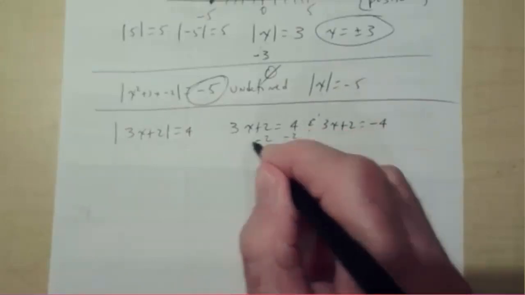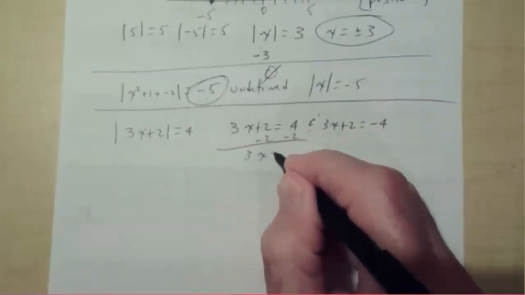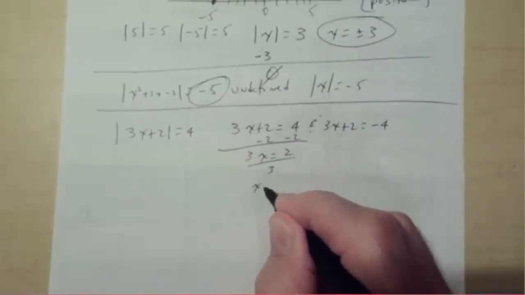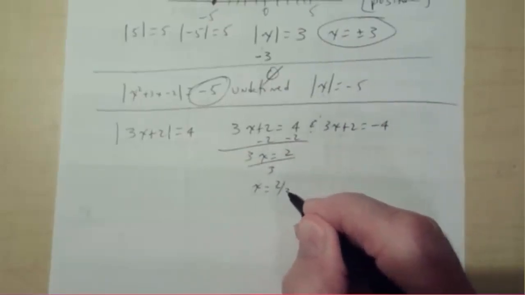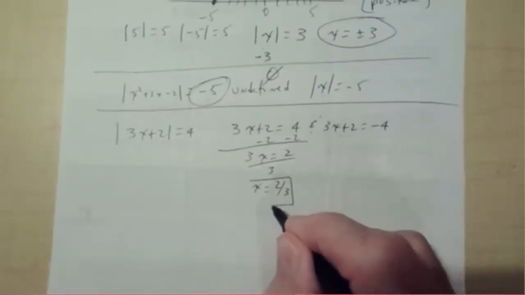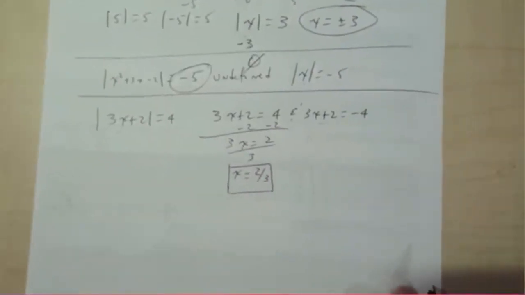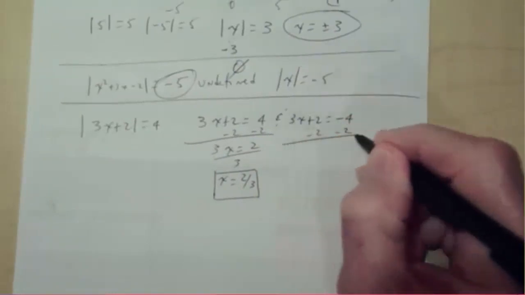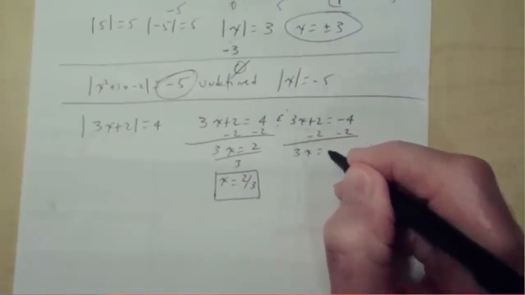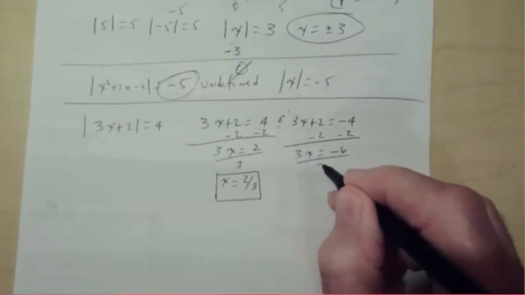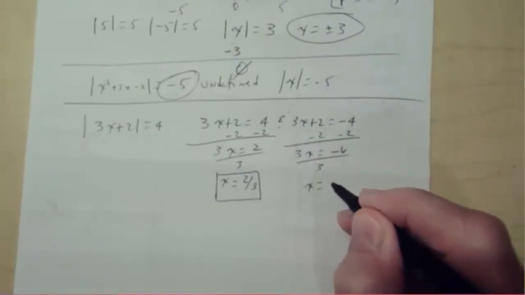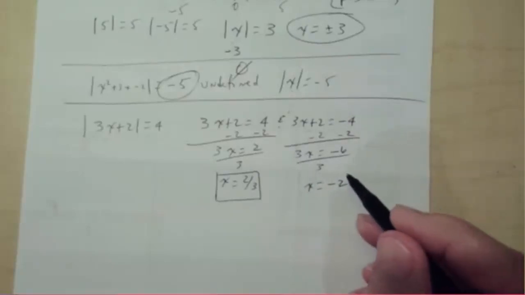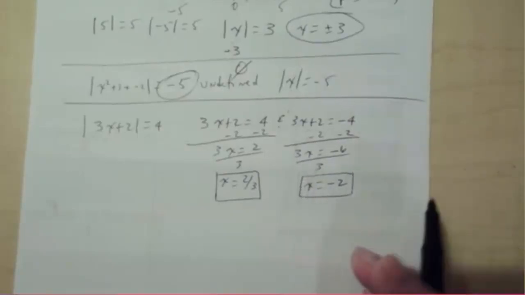Subtract 2, subtract 2. 3x equals 2. Divide by 3. So x is 2/3. And again, subtract 2, subtract 2. 3x equals -6. Divide by 3. X is -2. Okay.